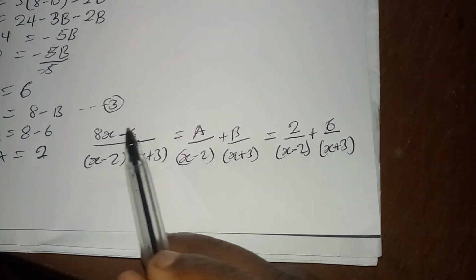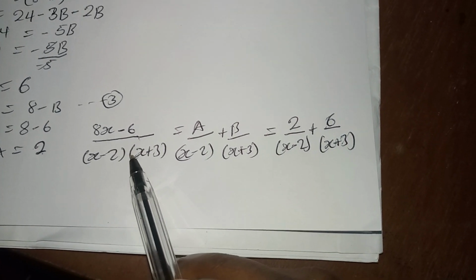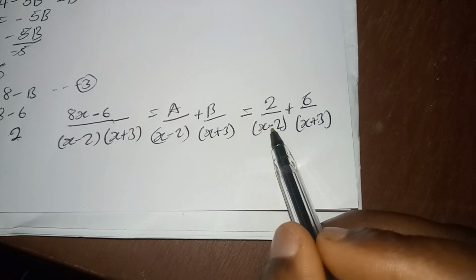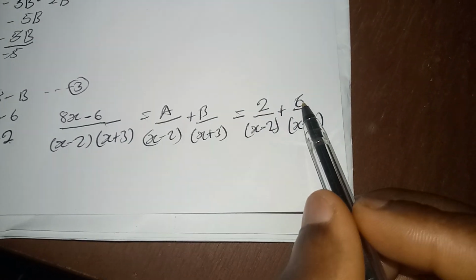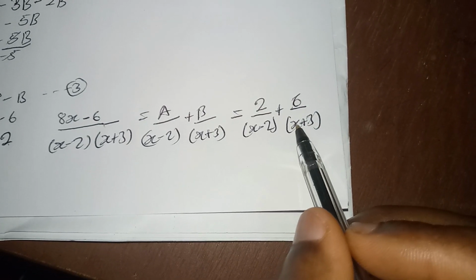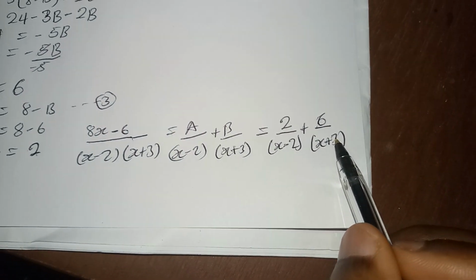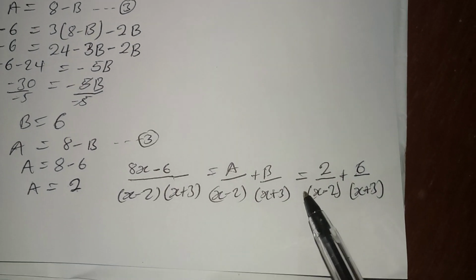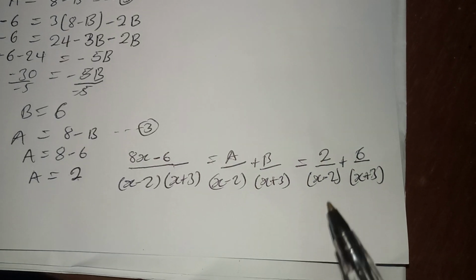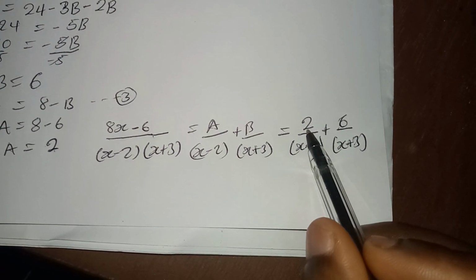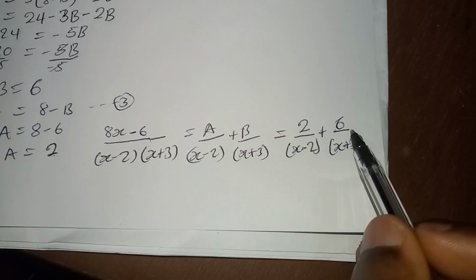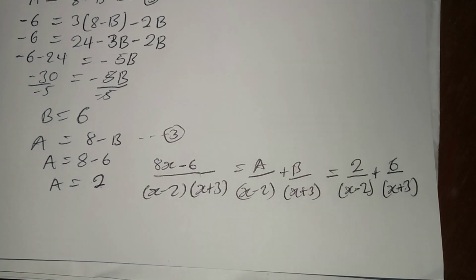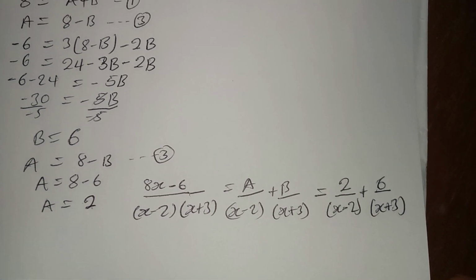So by decomposing this fraction into partial fractions, we have 2 over x minus 2 plus 6 over x plus 3. So this is just the first aspect, using method 1. With method 1, we have the value 2 for A, and 6 for B. So let's dive into the second method.